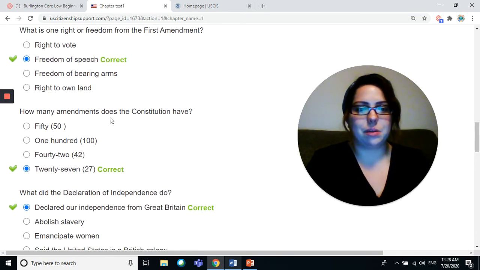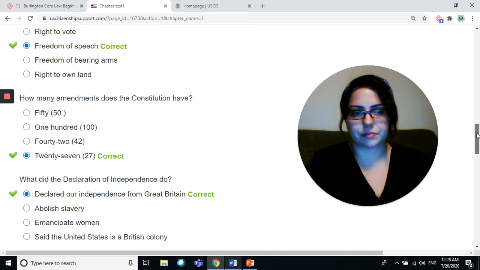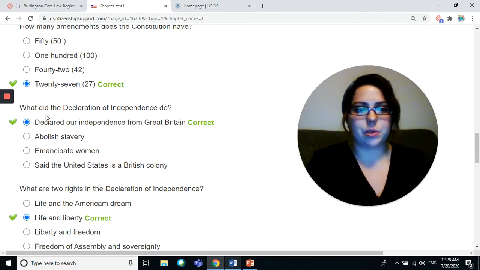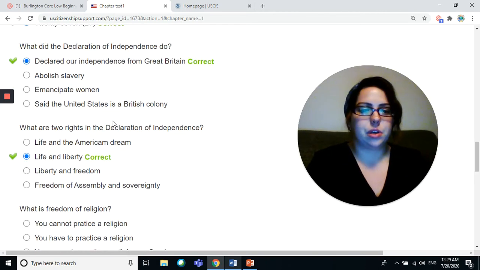Next one. How many amendments does the Constitution have? Repeat. 27. Next one. What did the Declaration of Independence do? Repeat. Declared our independence from Great Britain. Next one. What are 2 rights in the Declaration of Independence? Life and liberty.